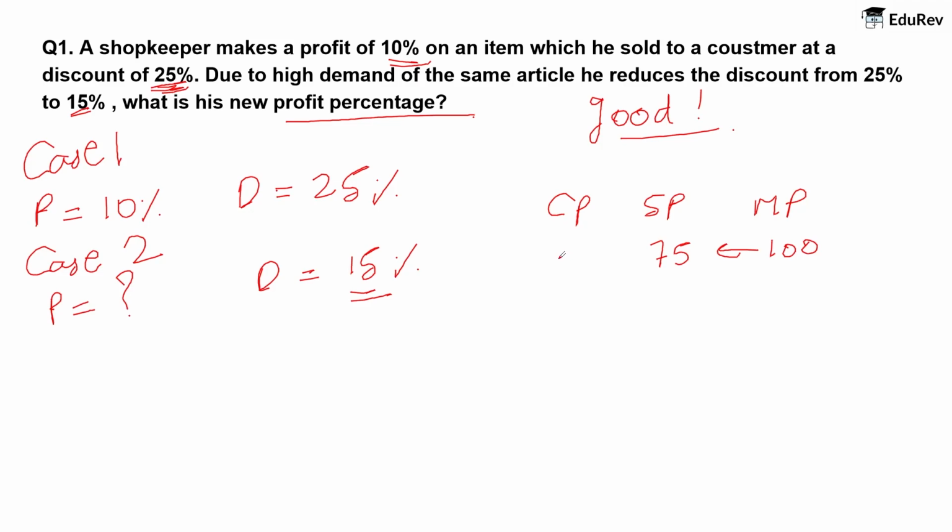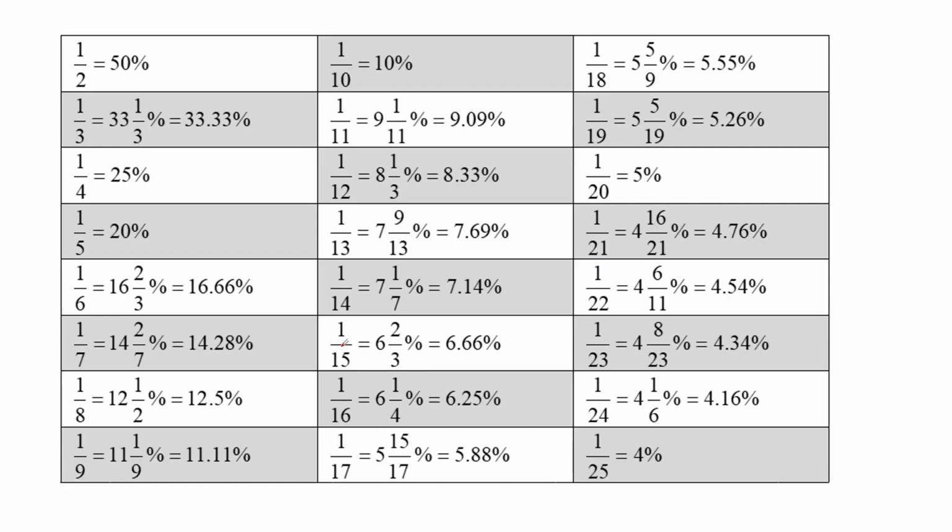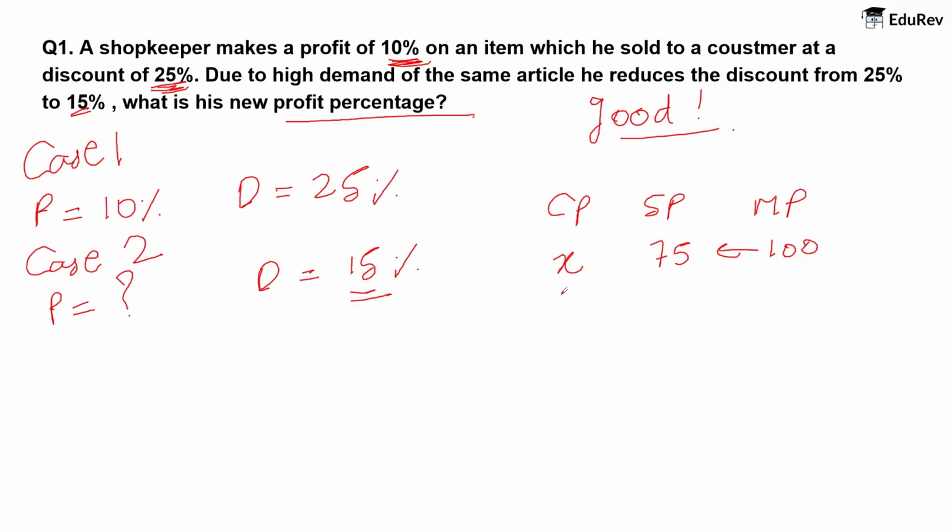And now I need to know the cost price. Now, how do I calculate the cost price? I know the selling price and I also know the profit percentage. And if I go back to the important formulas, I have the formula of profit percentage, which I will use in this question. So let's say the cost price is X rupees. The profit percentage formula, you know, is profit upon CP into 100. Now you'll wonder, I don't know the profit. I know the profit percentage.